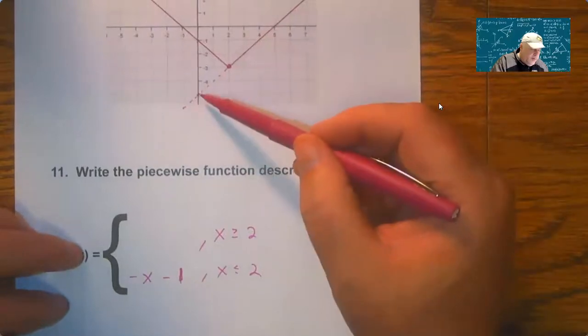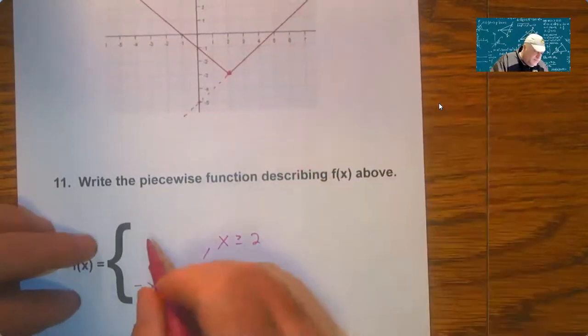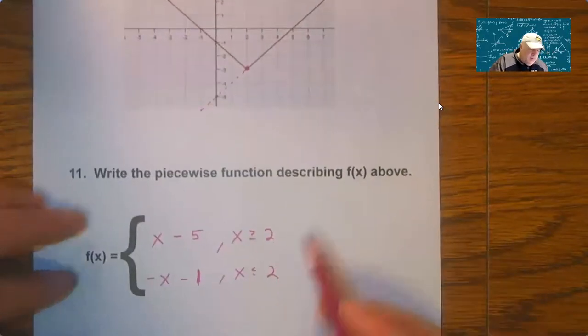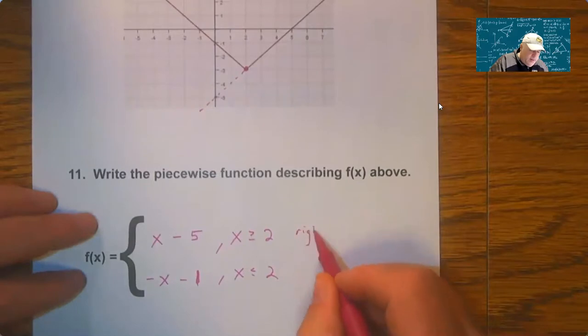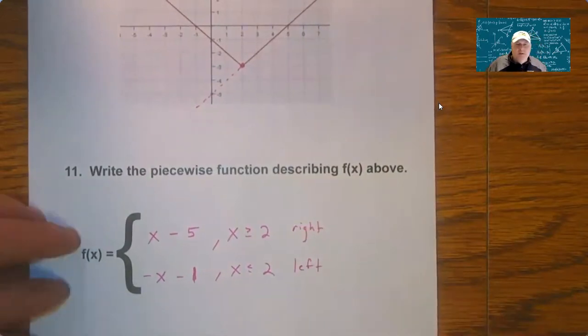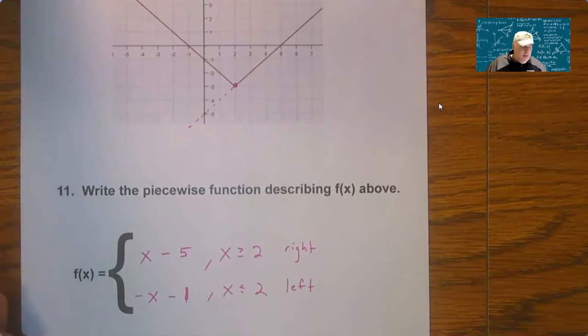So I extended this line. The y-intercept is -5 and the slope is 1. So x minus 5 to the right of 2. You need to think right and left and the cut points there. So just build it from the y-intercept and then apply the slope, which is an Algebra 1 concept. And then these will be two linear functions, and that's what you have to do.